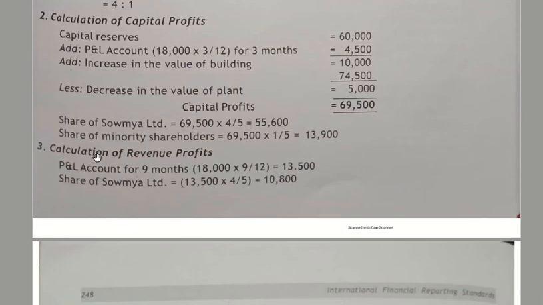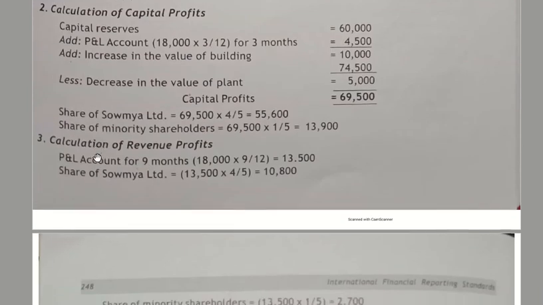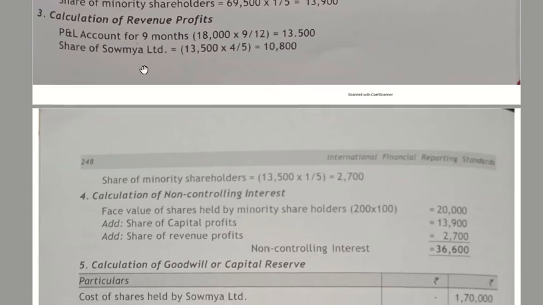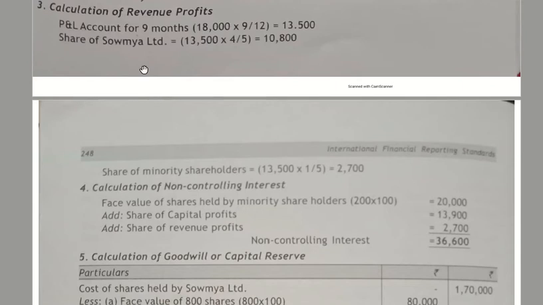Now the calculation of revenue profits: profit and loss account for 9 months. For 3 months we are considering it as capital profit, so the next 9 months will become your revenue profit. So 18,000 into 9 by 12 is 13,500. So the share of Somya Limited is 13,500 into 4 by 5, which is 10,800, and the share of minority shareholders is 13,500 into 1 by 5, which is 2,700.